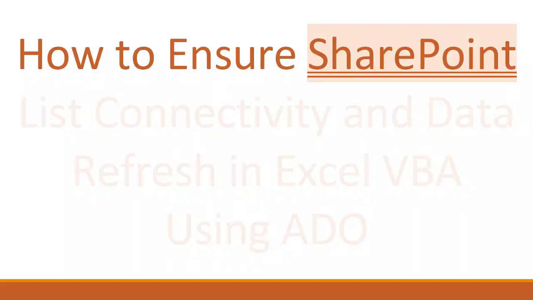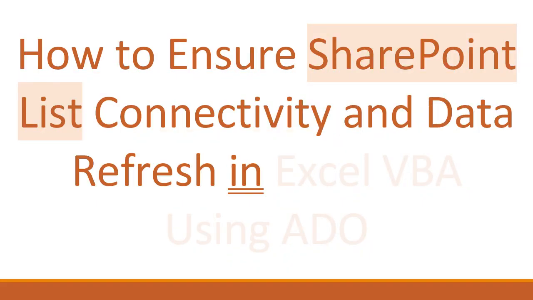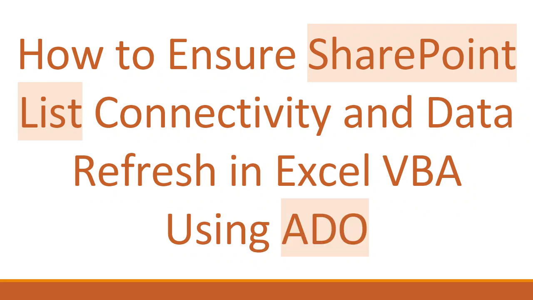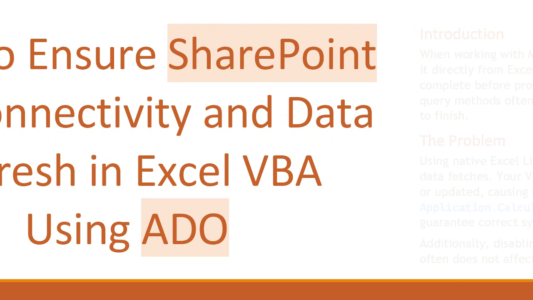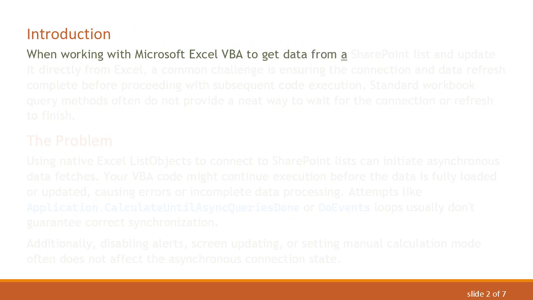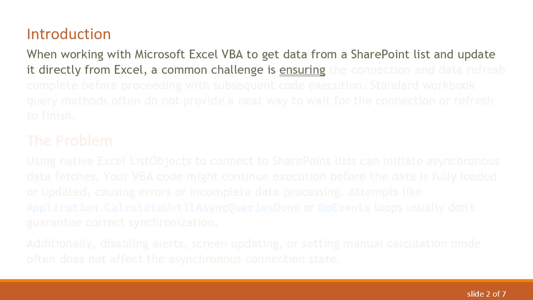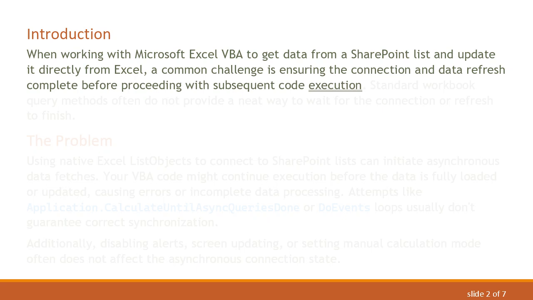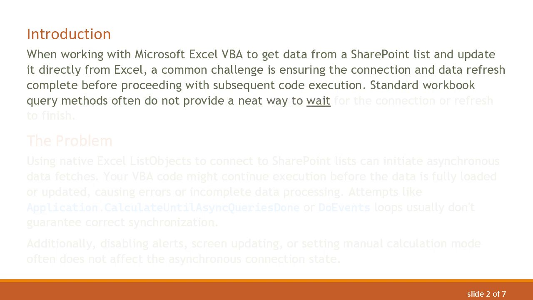How to ensure SharePoint list connectivity and data refresh in Excel VBA using ADO. Introduction. When working with Microsoft Excel VBA to get data from a SharePoint list and update it directly from Excel, a common challenge is ensuring the connection and data refresh complete before proceeding with subsequent code execution. Standard workbook query methods often do not provide a neat way to wait for the connection or refresh to finish.